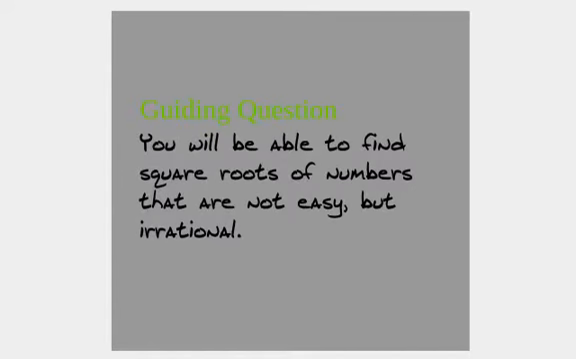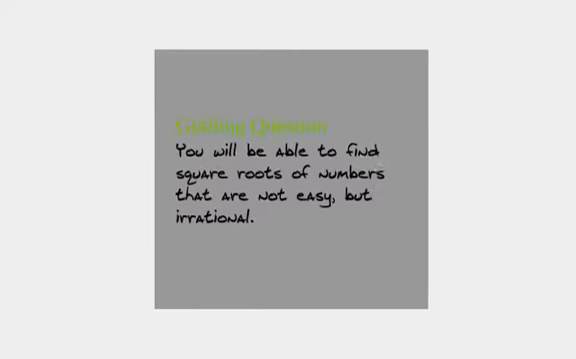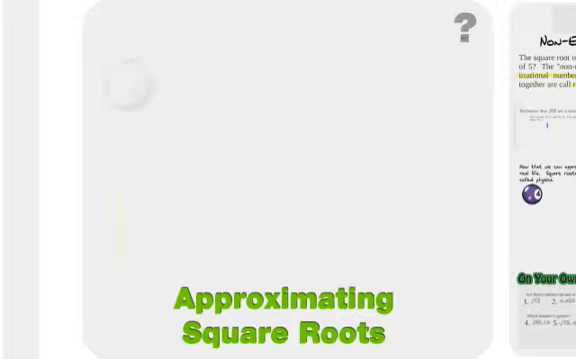Our guiding question today: are you able to find square roots of numbers that are not easy, but irrational? Okay, so they're not going to be as easy as they were before, like the square root of 25, which is 5, right? All right, so when we talk about approximating square roots, this really has to do with gravity.